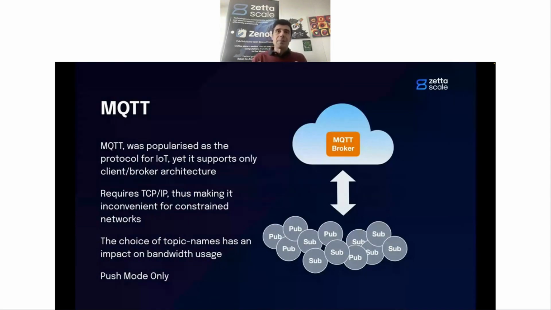And in fact, many of you probably know that for low-power networks, there is a variation of MQTT, which is called MQTT-SN, sensor network. And the two protocols are completely different, not even interoperable. You have to bridge between the two.